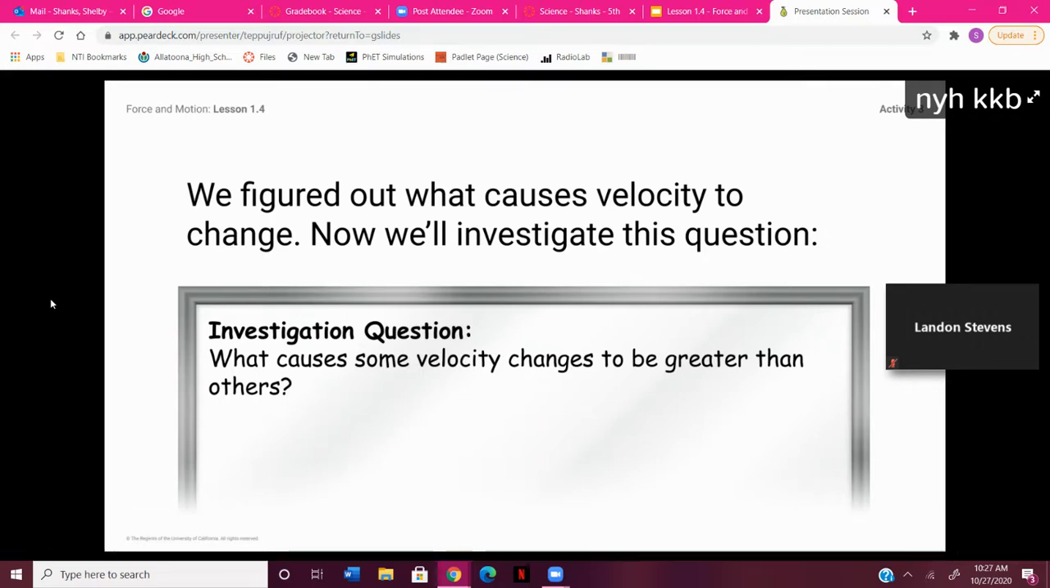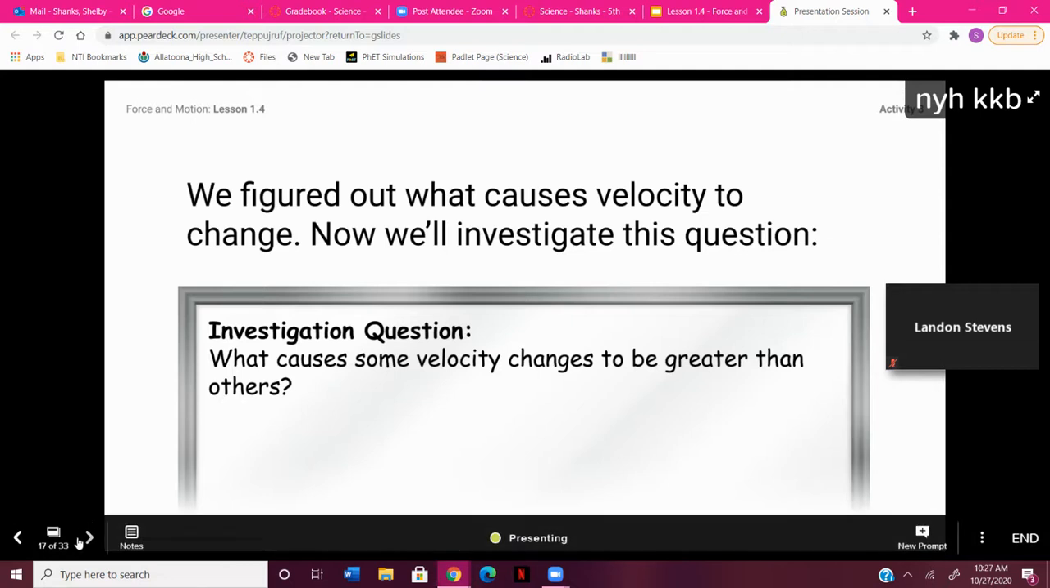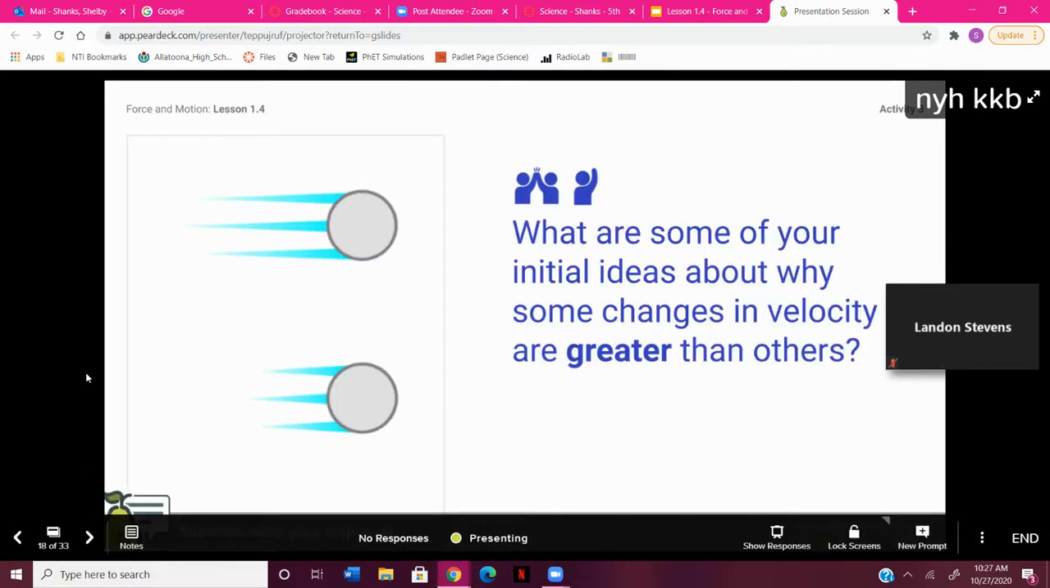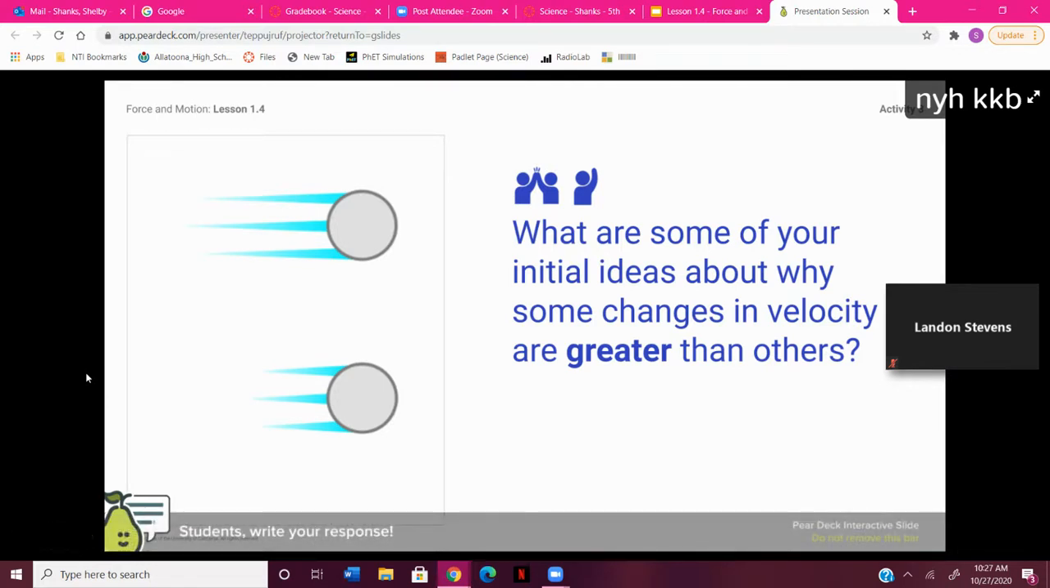All right, so we figured out what causes velocity to change. Now we're going to investigate this question: what causes some velocity changes to be greater than others? I want you to respond in the Pear Deck. What are your initial ideas about why some changes in velocity are greater than others?